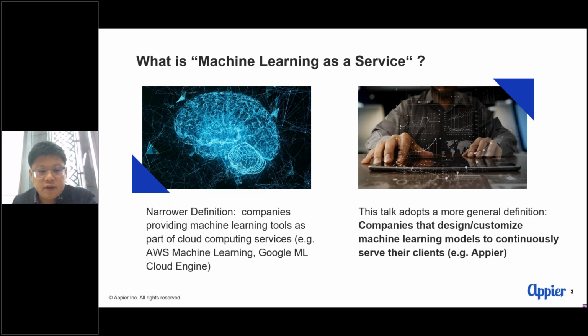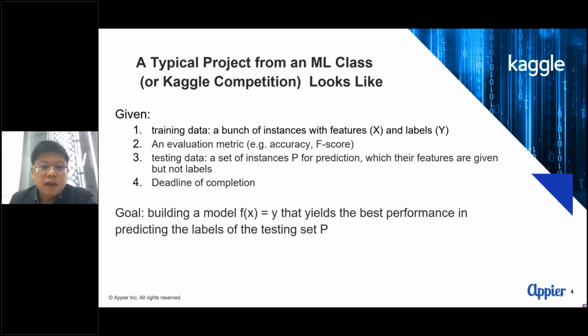The narrow definition you can find from the web is companies that provide machine learning tools as part of the cloud computing services, for example, AWS machine learning, Google machine learning cloud engine. But in this particular talk, I'm going to focus on a more general definition: companies that design or customize machine learning models to continuously serve their clients can be considered as machine learning as a service.